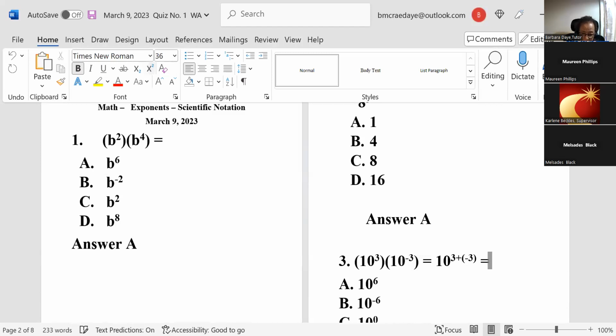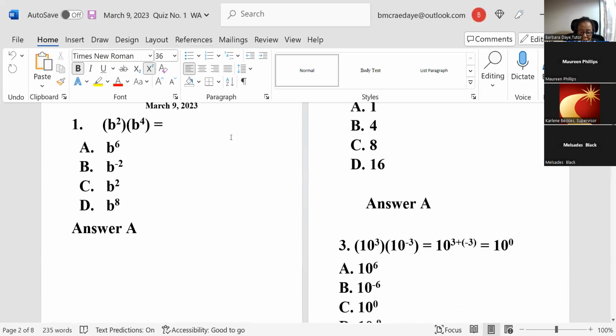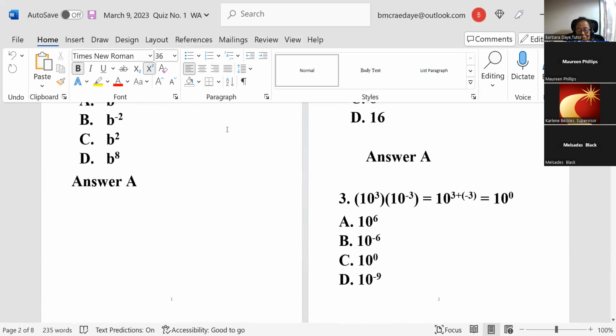Can you scroll up a little bit? Let me see the rest of the answers. Okay, so that's 10, and let me just put the 0 here. Okay, all right, here are the answers. So what's the answer? The answer is C. That's right. Answer C.